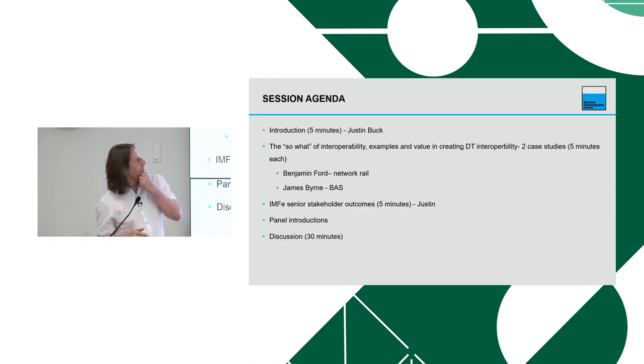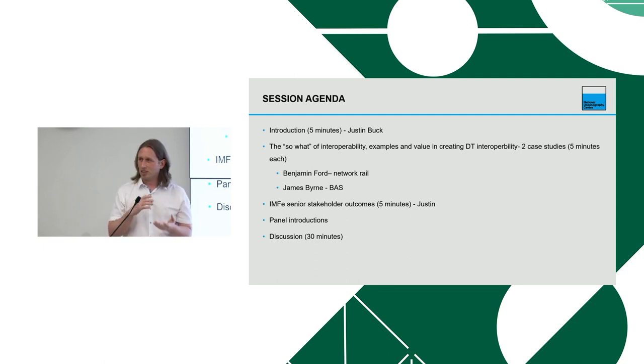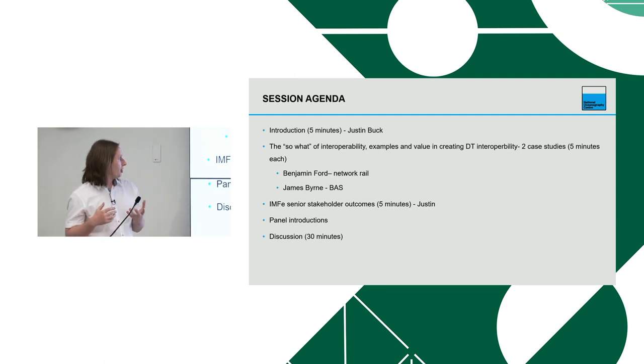So the way we're going to go through this: I'm giving a very brief introduction. I've got one slide on a few use cases. Then I'm going to hand over to Benjamin Ford and James Byrne, and they're going to show real use cases that they actually look at in terms of interoperability across twins and where they're at the moment. It's still very much work in progress. So some of this is ambition, some of this is where we're going, some of this is things that we're looking at. Then I'm going to show you a bit on the IMFE project, where we've come from, and go into those stakeholder outcomes to set the scene for discussion.